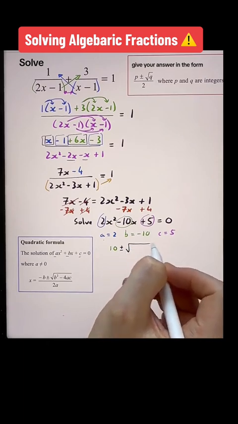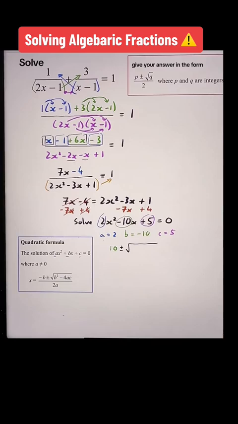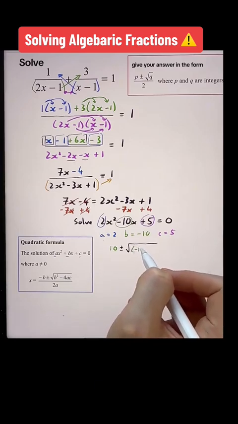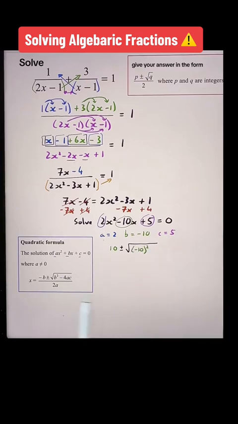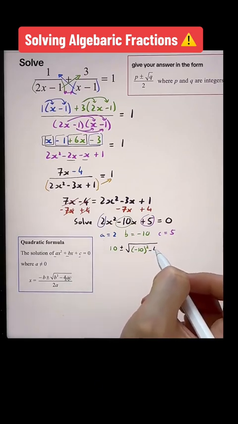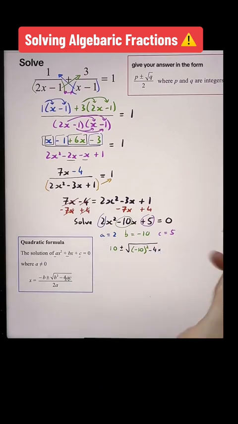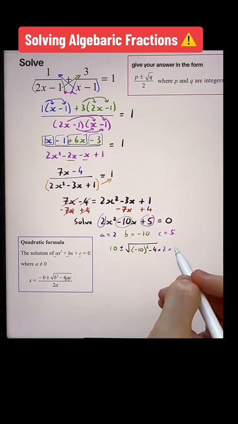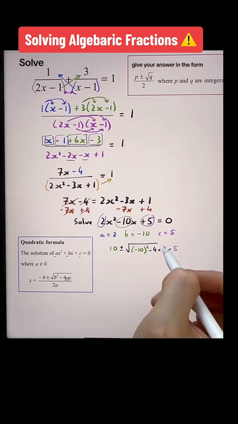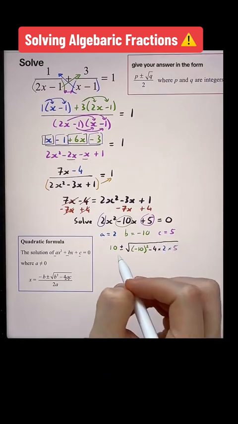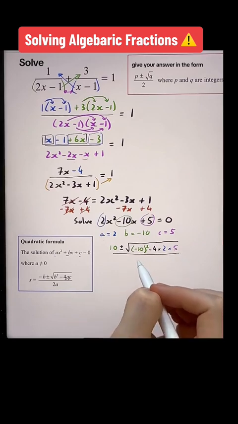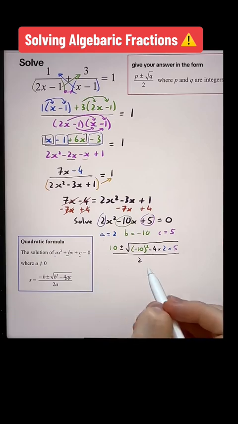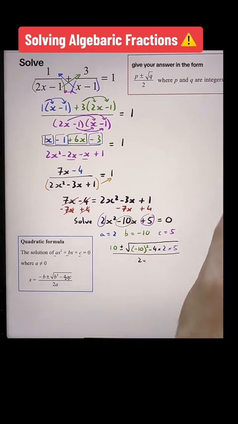Inside the root, I have b squared. Well, as b is negative 10, I always place the number for b in brackets and the power outside. Minus 4ac in algebra means minus 4 multiplied by a multiplied by c. Hence, I'm going to have minus 4 multiplied by a, which in this case is 2, multiplied by c, which in this case is positive 5. And that's all divided by 2a. And 2a in algebra means 2 multiplied by a. In this case, our value for a is 2.